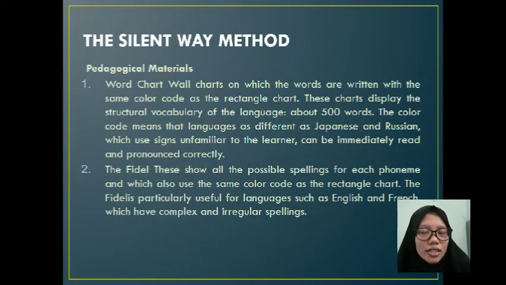And you could see on the slide there are five pedagogical materials. For example, the first is a word chart. The Fidel chart shows all the possible spellings for each phoneme, and also uses the same color code as the rectangle chart. And then Cuisenaire rods are used to create clear and visible situations that enable students to understand how a given concept is expressed in the language. And the fourth is the sound color rectangle chart. And number five is other materials such as books and worksheets for practicing reading or writing skills.